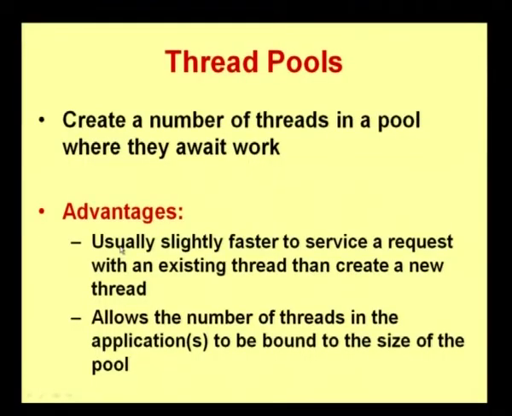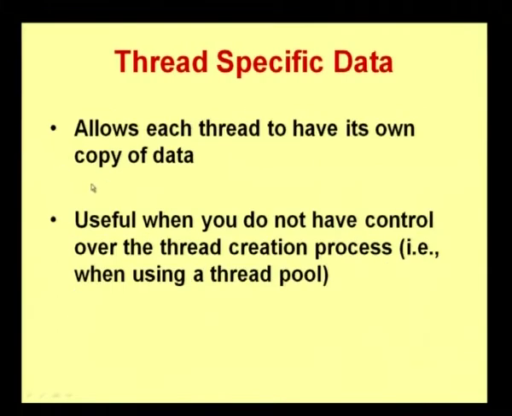Let us list out the advantages. The first advantage is that it is usually slightly faster to service a request with an existing thread than to create a new thread, because you have other threads available. The second advantage is that it allows the number of threads in the application to be bound to the size of the pool. The third point is that it allows each thread to have its own copy of data. The fourth point is that it is useful when you do not have control over the thread creation process.